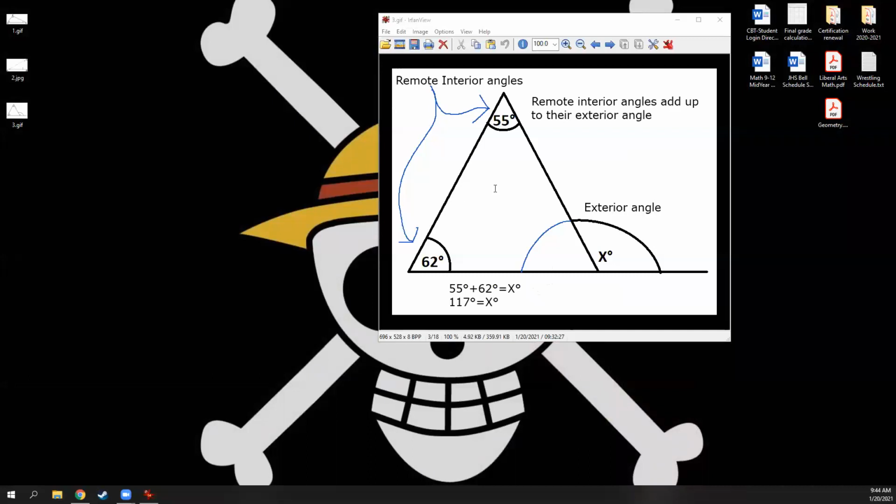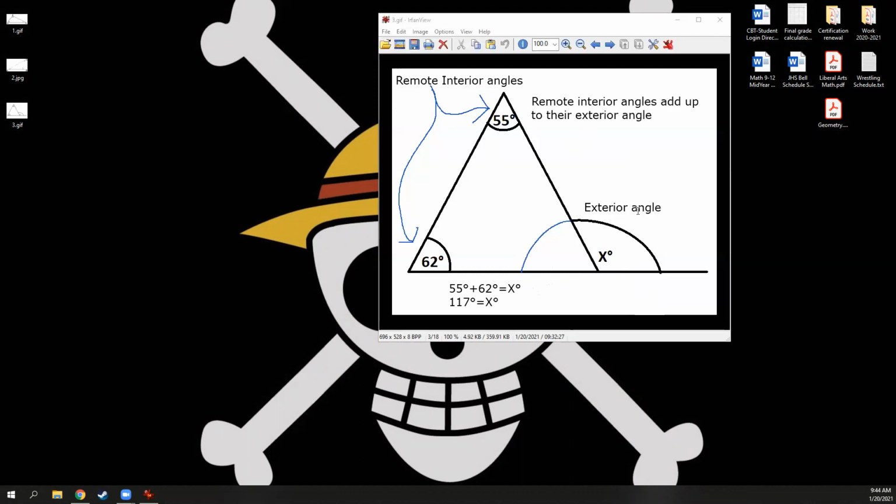Now, just to kind of show you why geometry is going to start getting harder from this point on, there's multiple ways to solve questions. This isn't the way you do it every time. Because if x wasn't here, if x was over here, you'd have to change what you were doing, right?